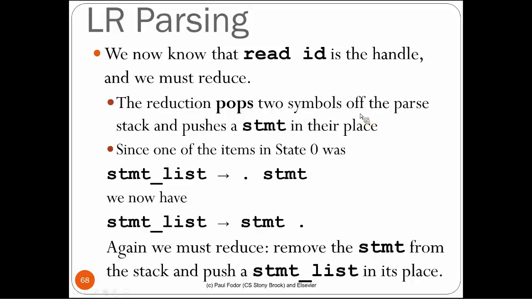The reduction will pop off from the parse stack and push a statement in their place. Basically, we take those two from the parse stack and we push in a statement. And since one of the statements in state 0 was a statement, we also move the parsing stack to the beginning of the statement after the statement. So a statement list is a statement. Again, we reduce. Basically, we remove the statement from the stack and we push statement list in its place.